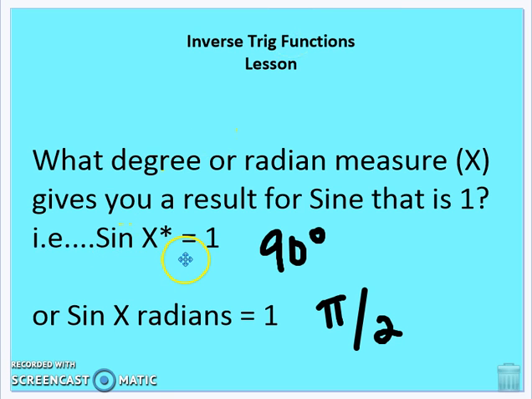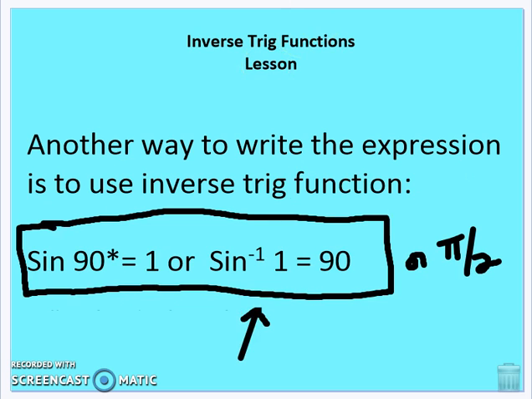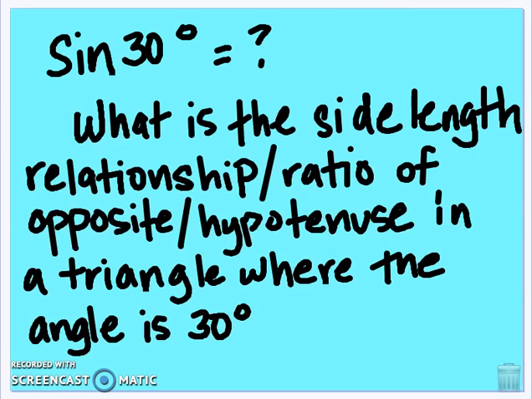You should come to the conclusion that x in this slide is either 90 degrees or pi halves. Another way to write this using the inverse sine nomenclature would be sine with an exponent of negative 1, called inverse sine. Inverse sine of 1 is equal to 90 degrees or pi halves in your calculator.